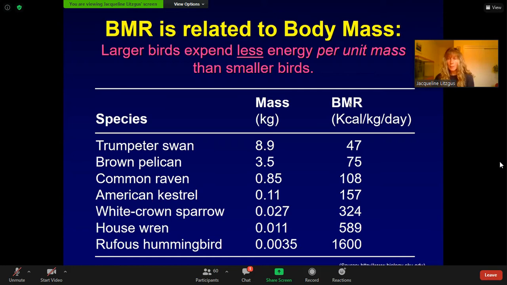When you tabulate the basal metabolic rate in kilocalories per kilogram per day, you can see that the trumpeter swan has about 47 kilocalories, but the little hummingbird, 1,600 kilocalories per kilogram per day. So again, on a per unit mass, the little guy has a really high metabolic rate, right? The smallest birds have the highest per gram metabolic rates. So there is that relationship to body mass.